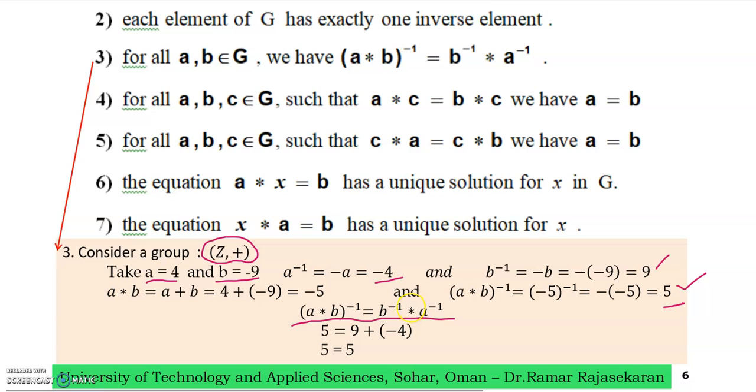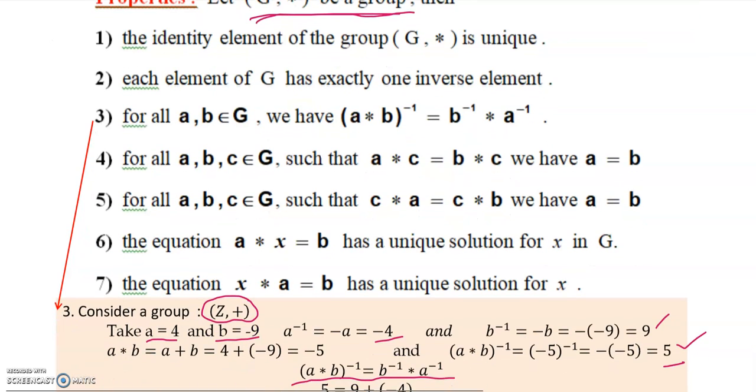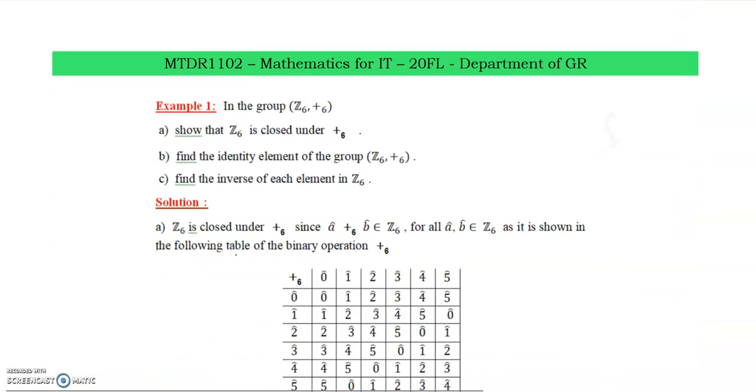Here star is the binary operation in the general case. Now here the binary operation is plus, so now you see 5 is equal to 5. The property is true. Similarly, you can verify any property. You can verify the property through (Z, plus), or you can take any group and then take some elements to verify it. Now we'll see this problem.